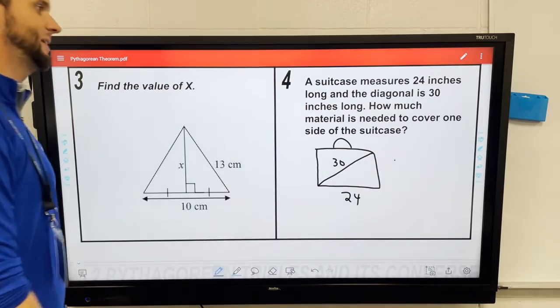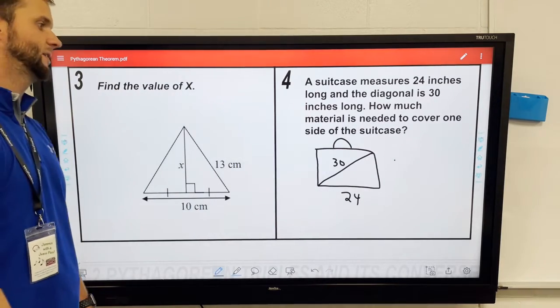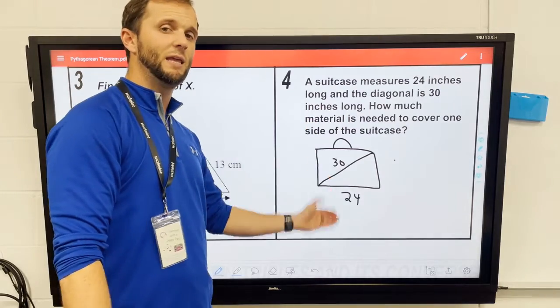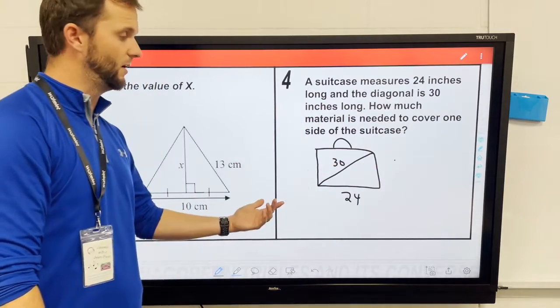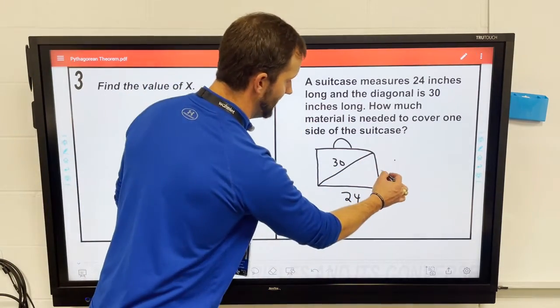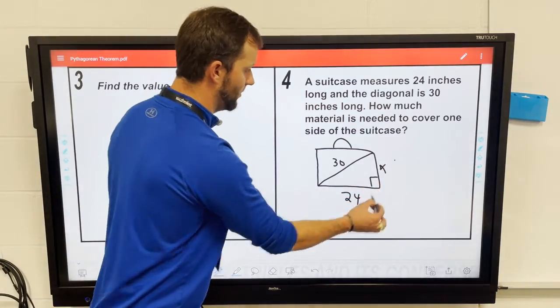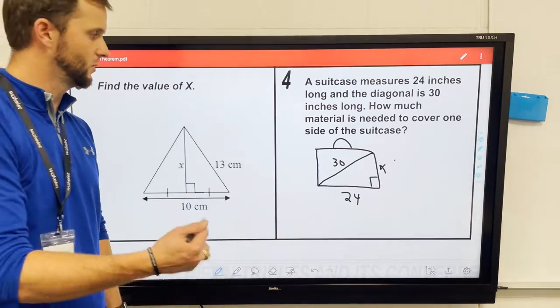And so now it says how much material is needed to cover the side of the suitcase. So if I have a suitcase and it's a rectangle, I know length times width will give me the surface area. Well, if you look, I don't have my length here. So I need to first find my length because I have a right triangle here. Or I need to find my width. So let's go ahead and find that.